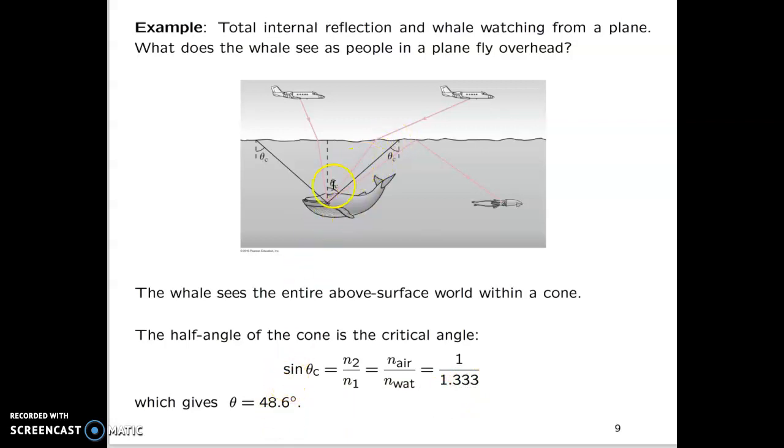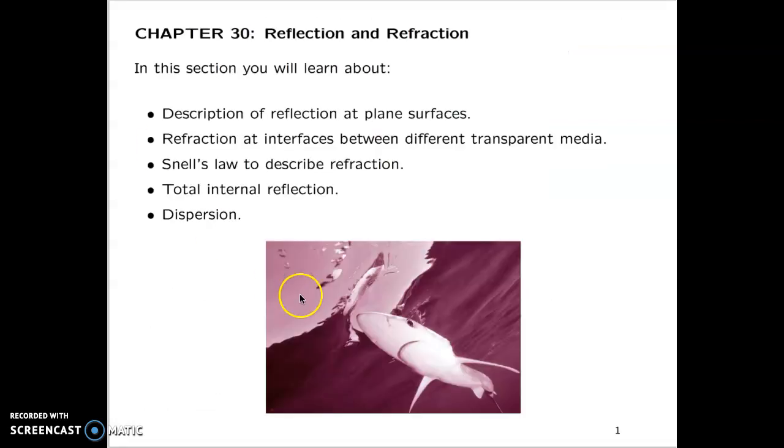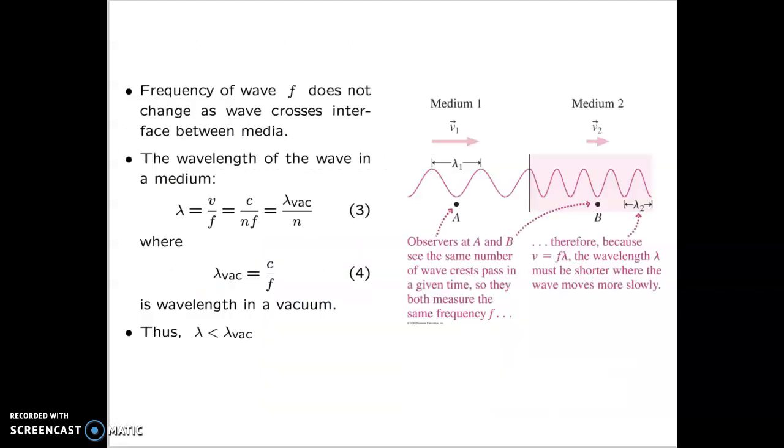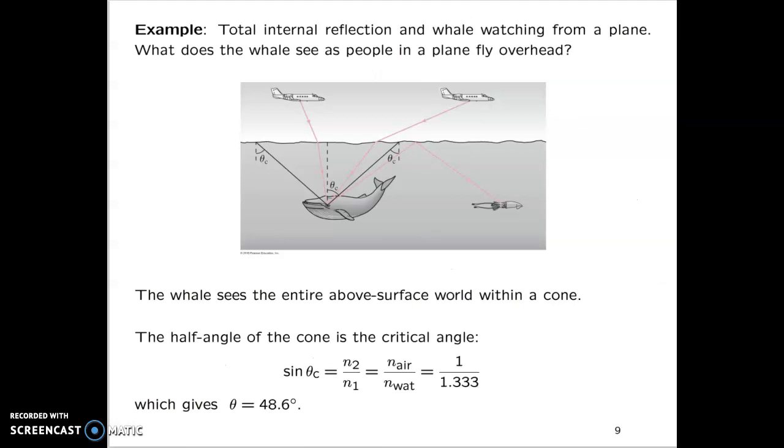Okay, so that defines the angular span of this cone, within which the whale is seeing everything above the water. Outside that cone, for angles greater than 48.6 degrees, the whale is only seeing reflections on the surface of the water, from below. And I think that's what this picture down here is, that I got from the textbook with the shark looking up, and there's the surface of the water. I think that picture is supposed to refer to this situation. Okay.